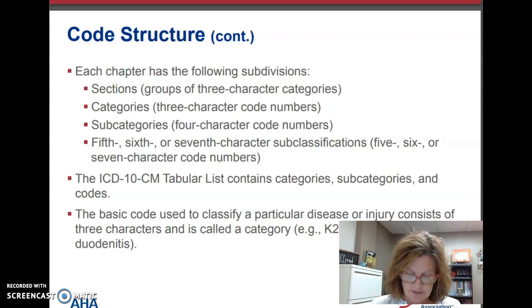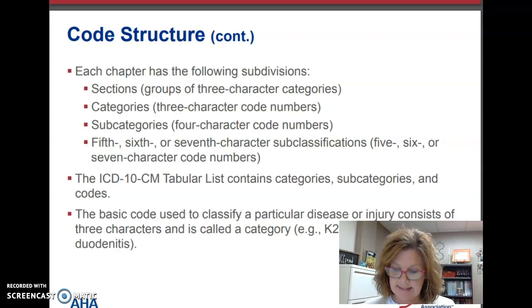If you look right above it, it says other diseases of the respiratory system, and that gives you sections. It gives me sections J96 through J99. Okay, so my categories, these are 3 character code numbers. So my first category is going to be J96, and it's respiratory failure not elsewhere classified. That's my category. Another category would be J98 in this section, other respiratory disorders.